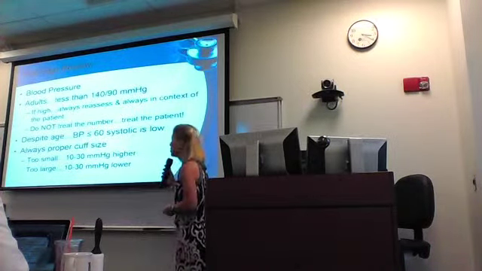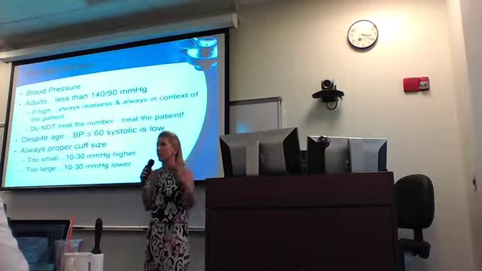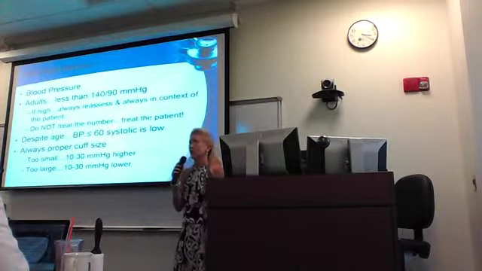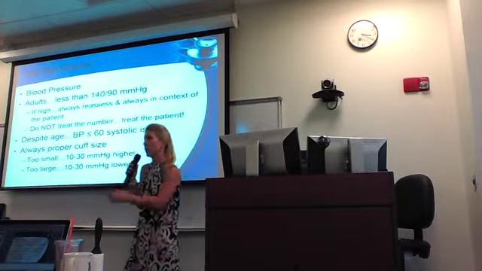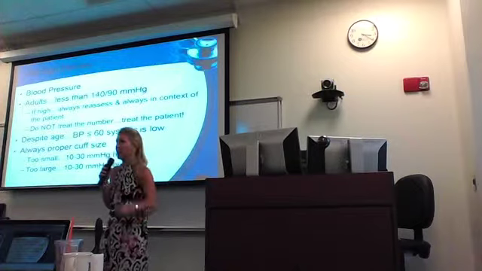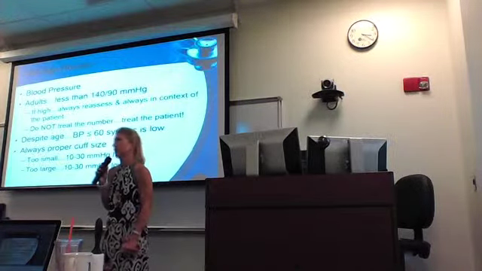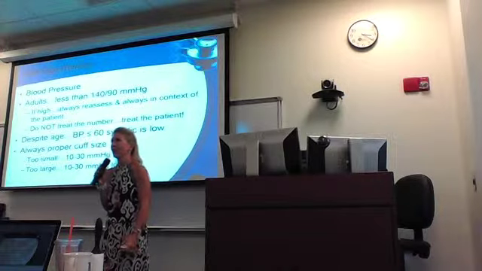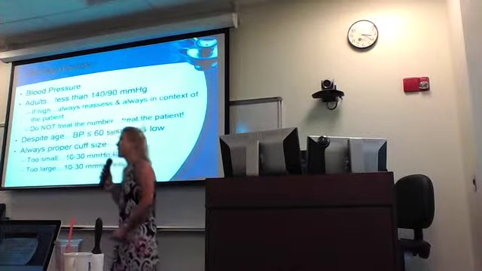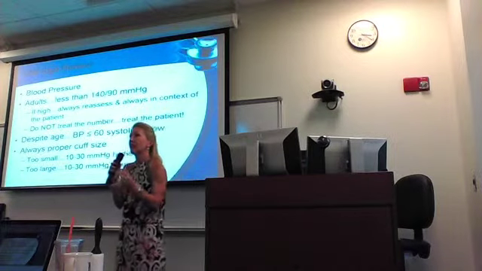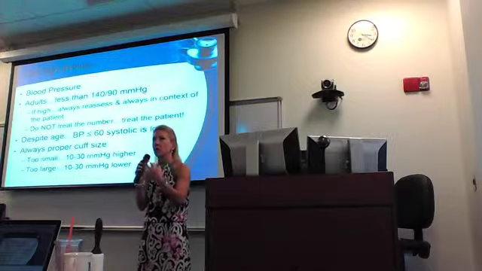Remember, if we've got a cuff that's too small, we're actually going to get a blood pressure that's 10 to 30 millimeters of mercury higher. Conversely, if we have a blood pressure cuff that's too large, you sit there and put it on, and the automated machine just goes forever. If you do that, you're actually going to get a blood pressure that's lower than what you should be getting. So always make sure you have the proper cuff size.